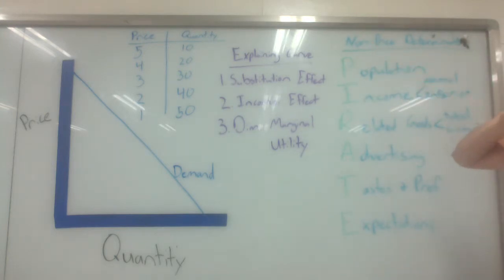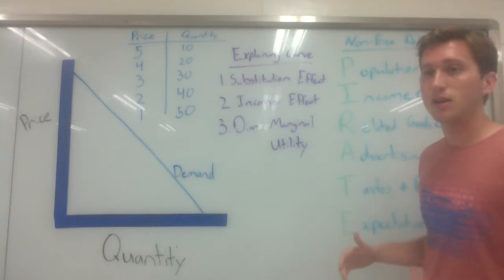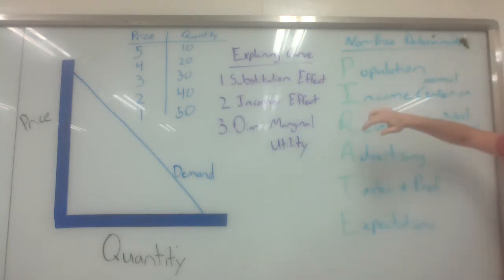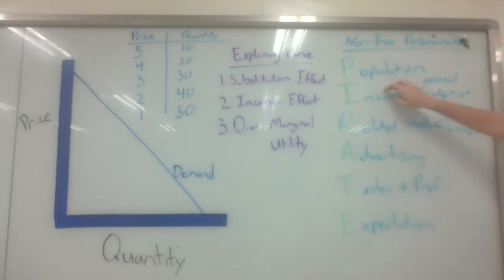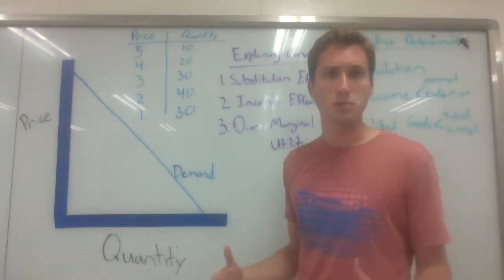Now, if we hold price constant and something else changes, then we'd be shifting the demand curve either to the left or to the right. So we'd be changing population, the income of the consumers, price of related goods, advertising, tastes and preferences, which are very similar to each other, and the last one being expectations. For income and related goods, there are some more terms here: normal good, inferior good, substitute and complement. Look in your books for more clear explanations of what those mean.